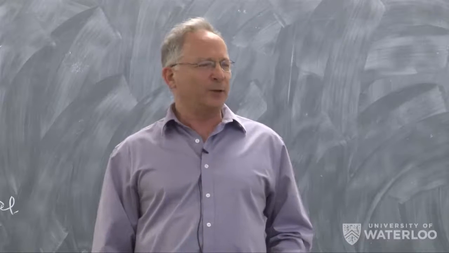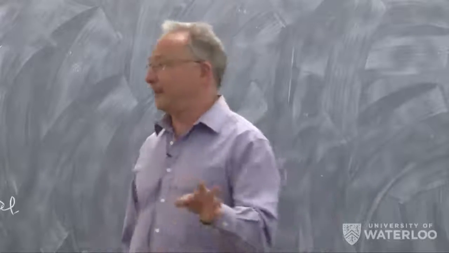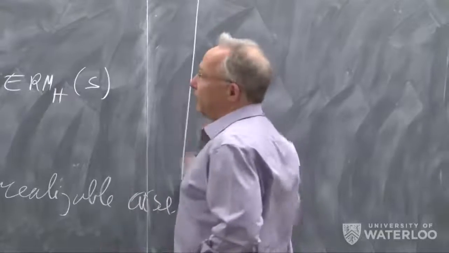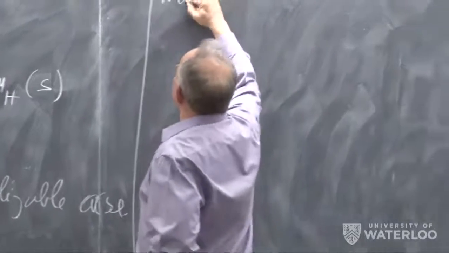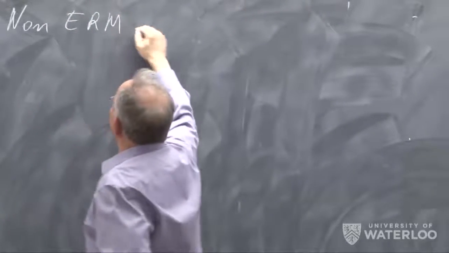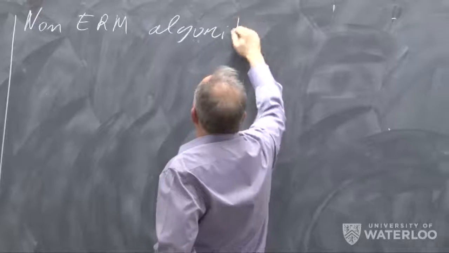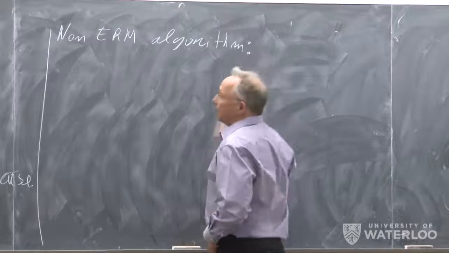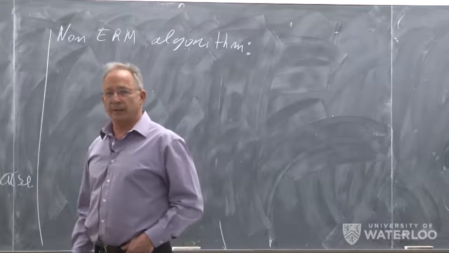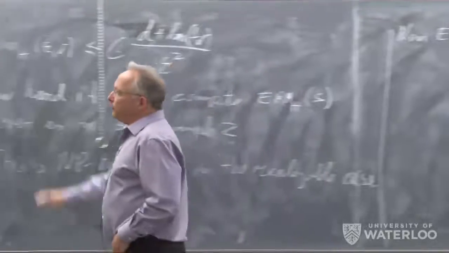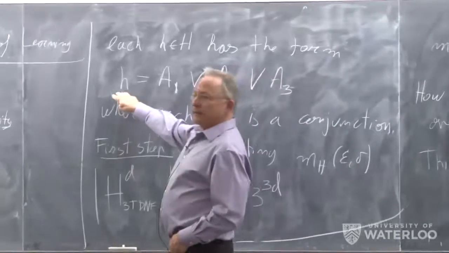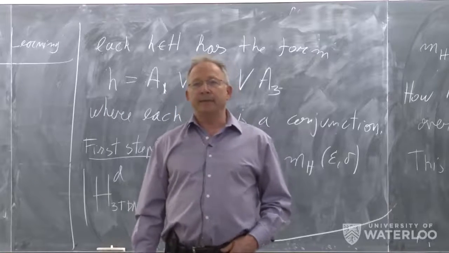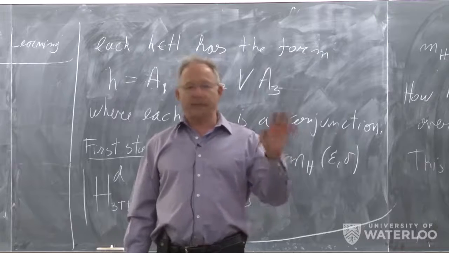So what can we do which is not ERM? I'm not expecting an answer from you because it's not something that we've seen before. So here is a non-ERM algorithm. And the non-ERM algorithm here is based on the following observation: if I have such a 3-DNF formula, I can turn it into a conjunction in a different space.